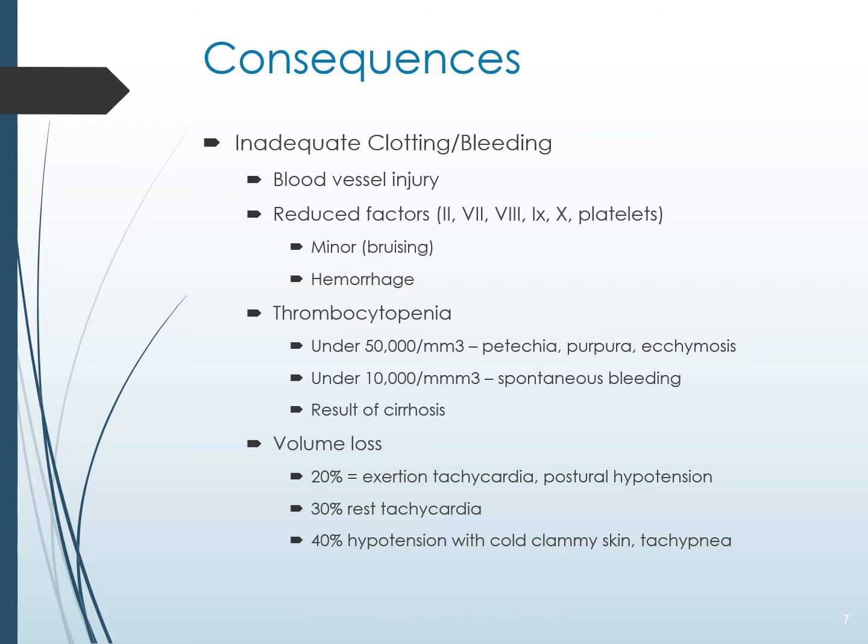The impact of hemorrhage on an individual varies with the percentage of blood volume loss. After loss of 20% of blood volume, the person has tachycardia on exertion and slight postural hypotension. With the loss of 30%, the person has tachycardia at rest, postural hypotension, and flat neck veins in a supine position. With the loss of 40%, the manifestations are hypotension, tachypnea, which is rapid respiratory rate, and cold, clammy skin. With the loss of 50% of blood volume, there is hemorrhagic shock and death.